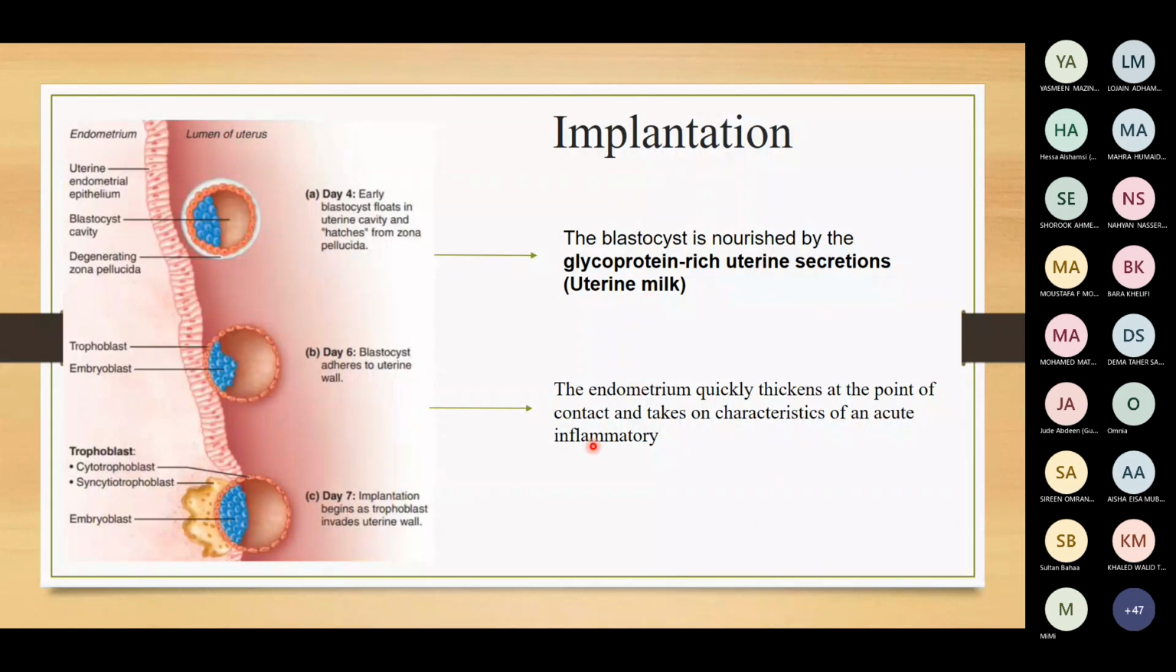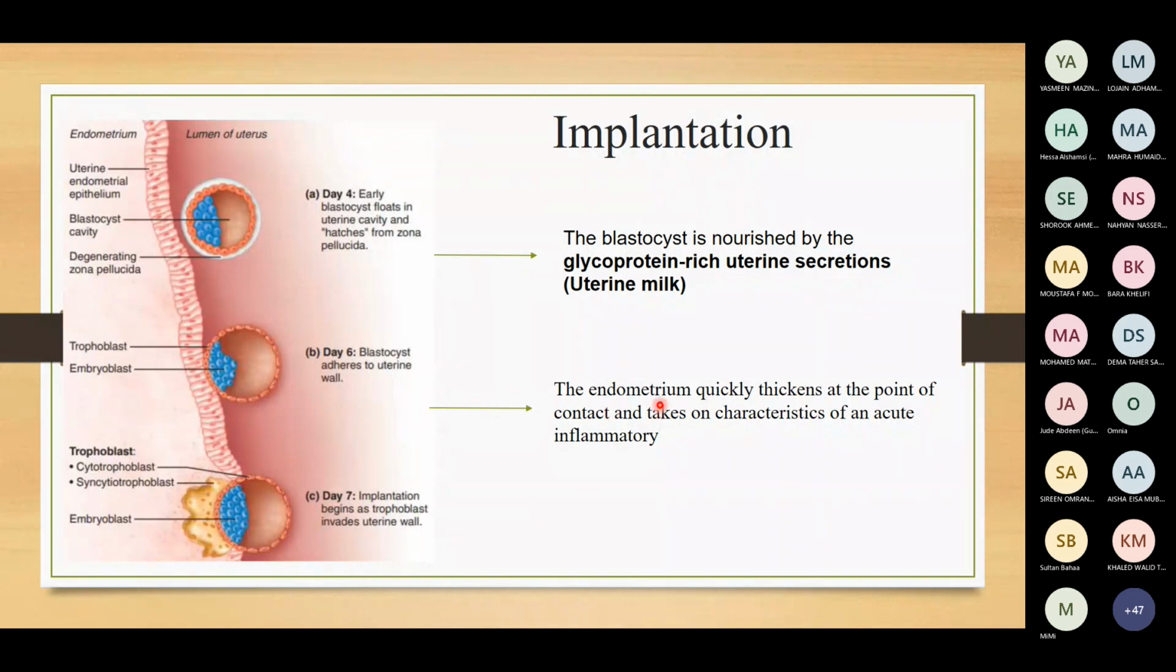So then this is at day 4. It continues to float. And like we said, it's going to hatch from the zona pellucida. The zona pellucida is going to just degenerate and disappear. Next, it's going to find an appropriate spot in the uterus, and it's going to adhere to it. It's going to stick to it.